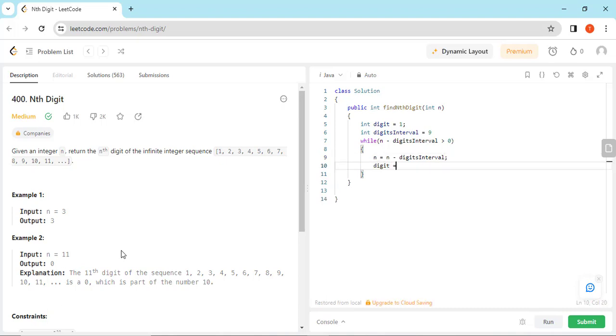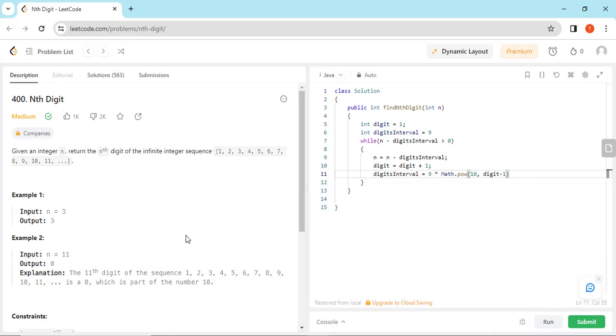So digit equal to digit plus 1, which means the number doesn't lie in that range. It lies in the next digit range. So I'll be incrementing my digit value. And then I have to subtract with 180 on the next iteration. For that, digits interval equal to 9 into 10 power. So for that, math dot pow 10 comma digit minus 1.